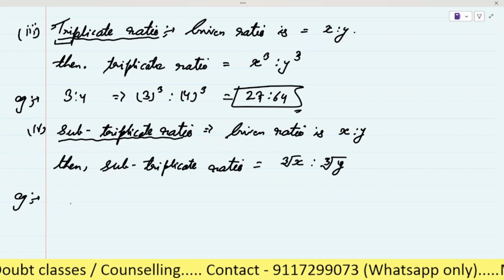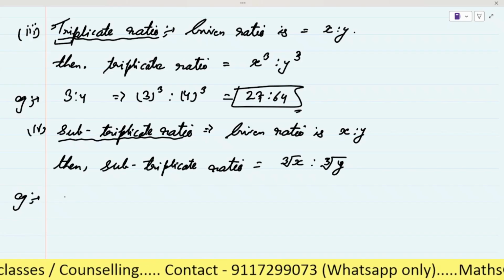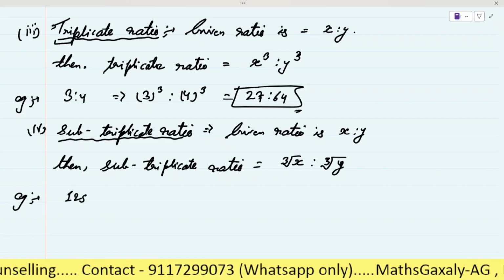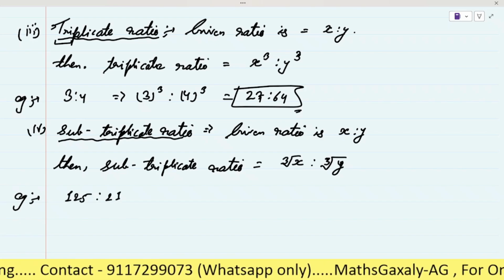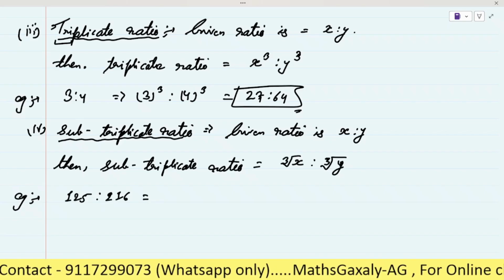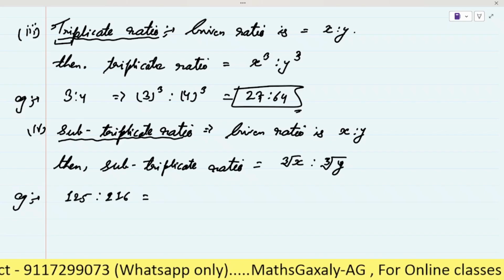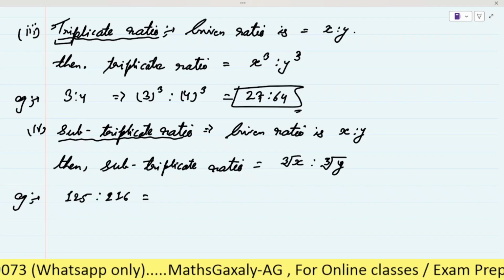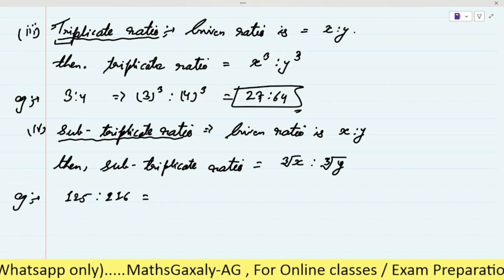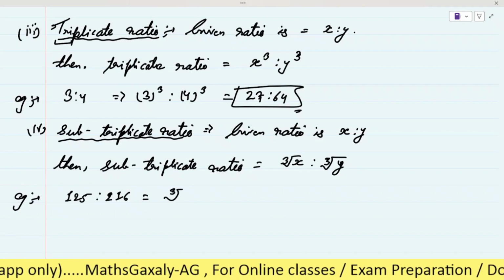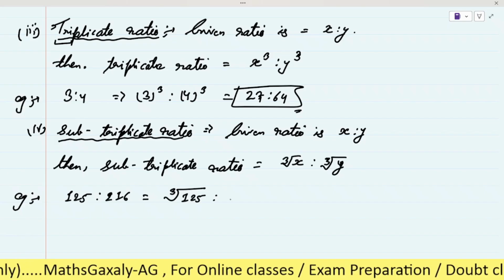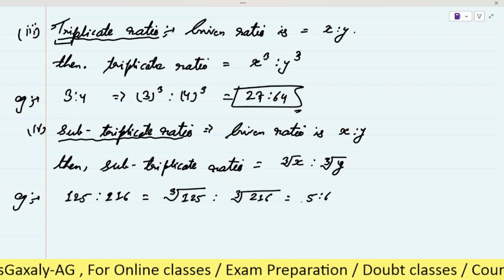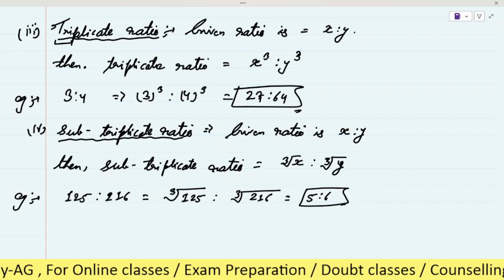The question can be asked like this: find the subtriplicate ratio of 125 is to 216. Here we just find the cube root of 125 and the cube root of 216, so it will be 5 is to 6. Okay, is it clear?